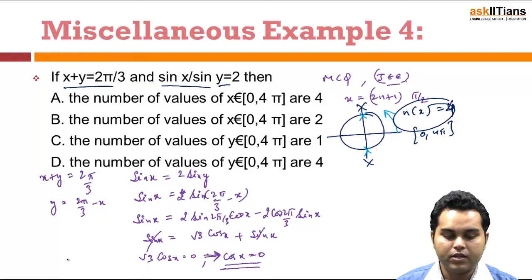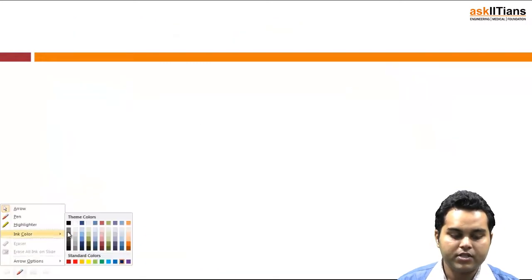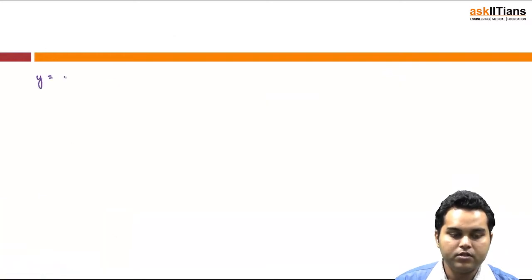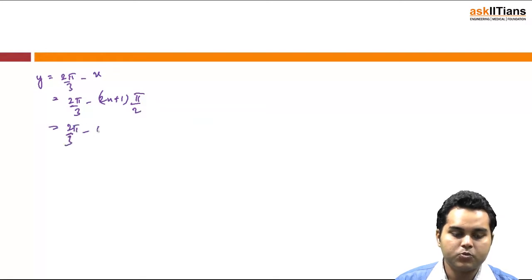Now let's check for the value of y. For checking the value of y, I would be putting in the solution, that is 2 pi by 3 minus x. X was equal to 2n plus 1 pi by 2, so I would just write that, 2n plus 1 pi by 2, which gives me 2 pi by 3 minus pi by 2 minus n pi, which again is equal to pi by 6 minus n pi.